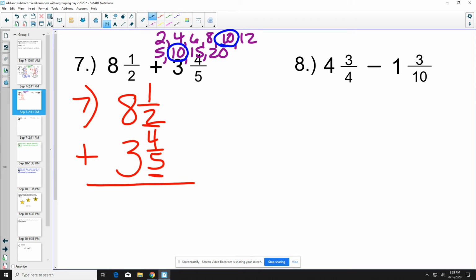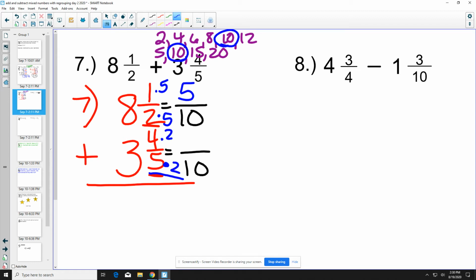So on your paper, what I want you to do is put equals 10 for your new denominator, equals 10. Now we're going to go back and ask ourselves, what do we multiply by 2 to get 10? 5, right, 2 times 5 is 10. So here we're going to take 1 times 5 to get 5. Then if we look at the bottom fraction, I got to ask myself, 5 times what is 10? What do I multiply by 5 to get 10? 2, good. So I'm going to take 4 times 2 to get 8.